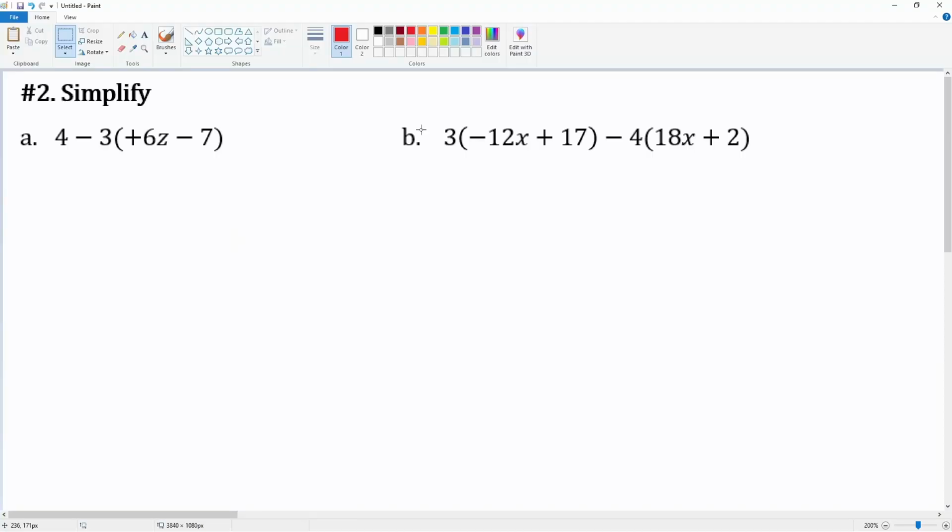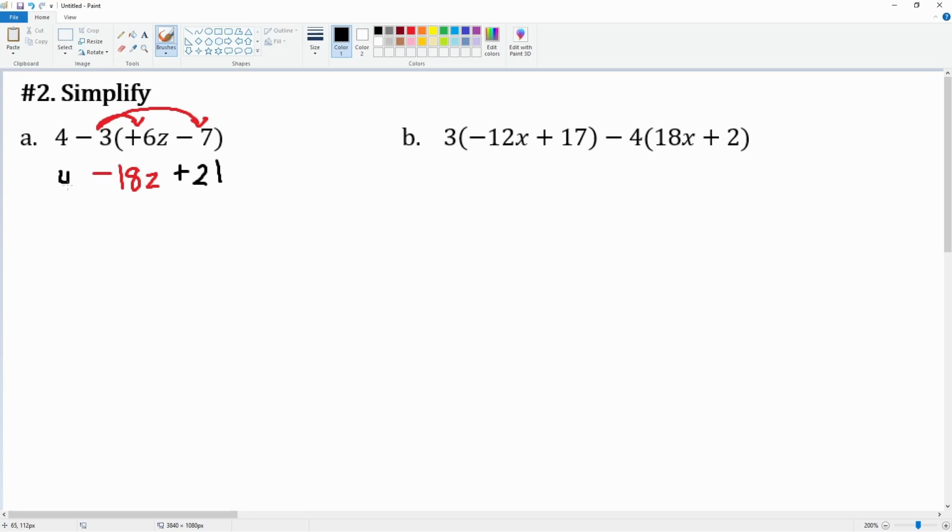Number 2, here we are going to be simplifying. First of all, we see a negative 3, and there's stuff inside the parentheses, so we have to distribute. That negative 3 times this 6z becomes a negative 18z. Then we have the negative 3 times the negative 7 becomes a positive 21. This is the result of us distributing that negative 3 inside the parentheses.